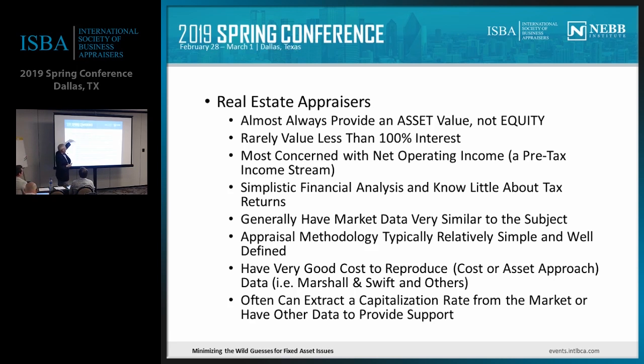It's net operating income. They typically have very simplistic financial analysis, and they don't know a thing about tax returns. They couldn't find their way through a tax return and get the stuff out of that, other than they could pull like a Schedule E out of a personal return and get the income and the expenses associated with the property. But you go into a partnership return and ask them to tell me about Schedule K and how that works, you lost them. They're gone.